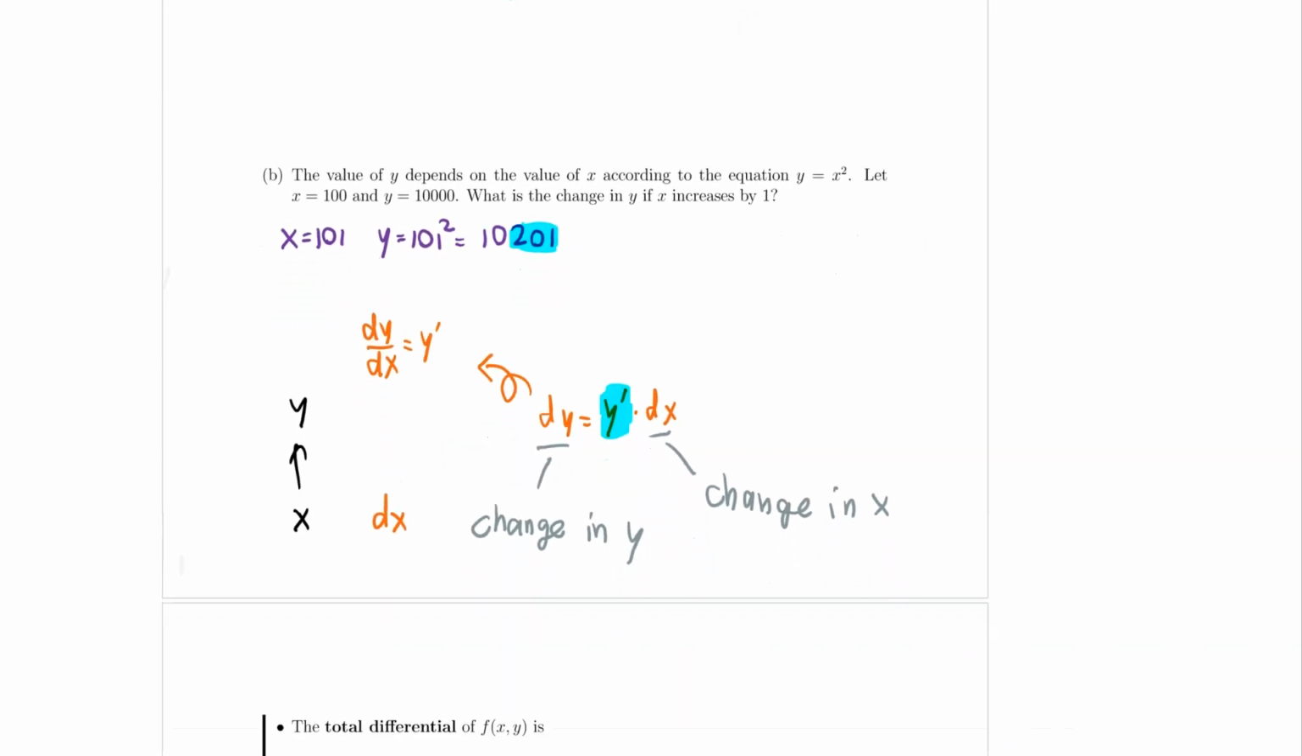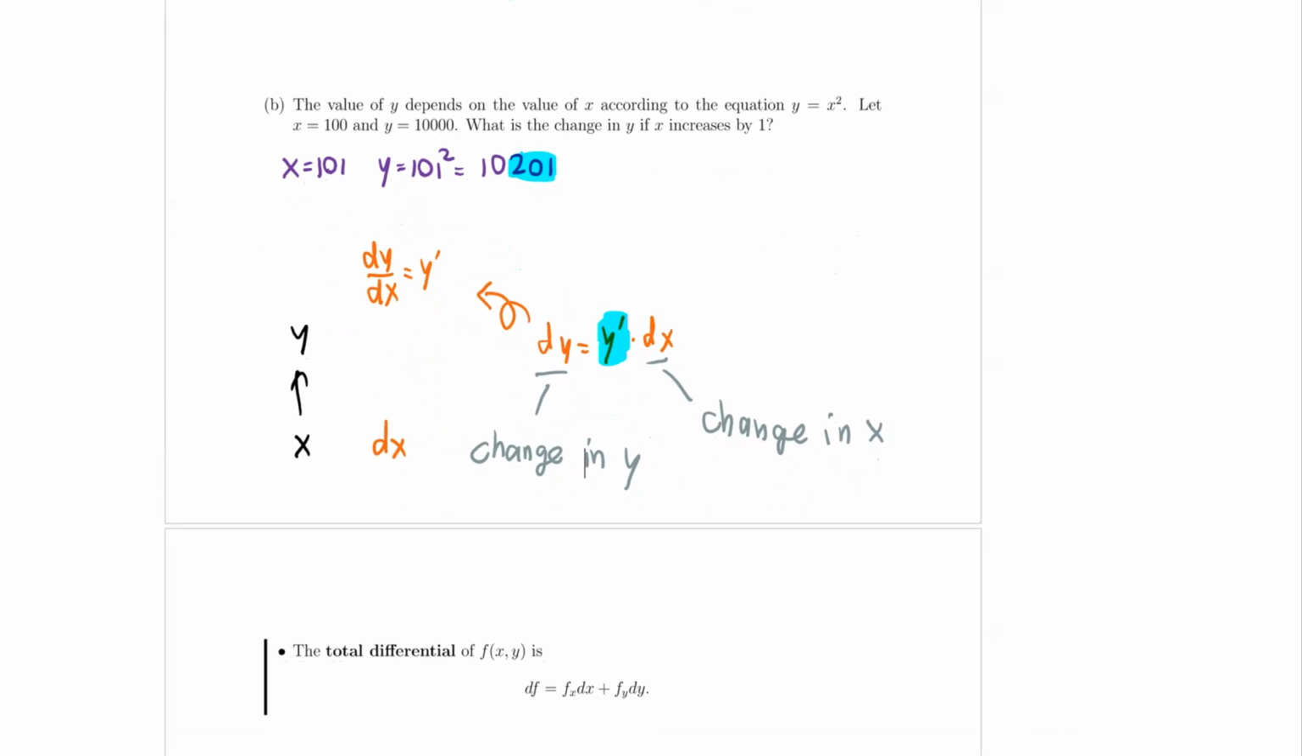Now, when we have a multivariable function, let's say that my function f depends on both x and y, and the values of x and y change at the same time. What is going to be the change in the value of my function? Well, we have this formula here, and this is basically just the general form of what we have earlier.